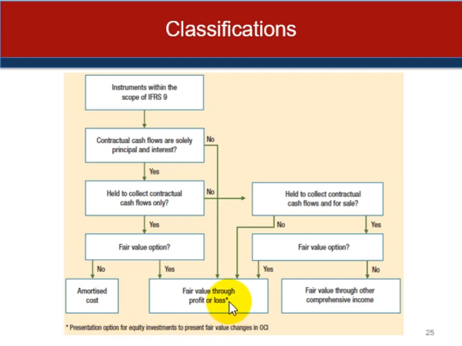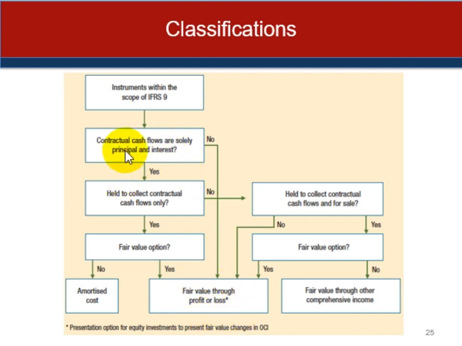I think there's a note with this asterisk that says the presentation option for equity investments to present fair value changes in other comprehensive income. So you have the option of changing fair value and recording the fair value changes as part of other comprehensive income, and other income would go through profit and loss.